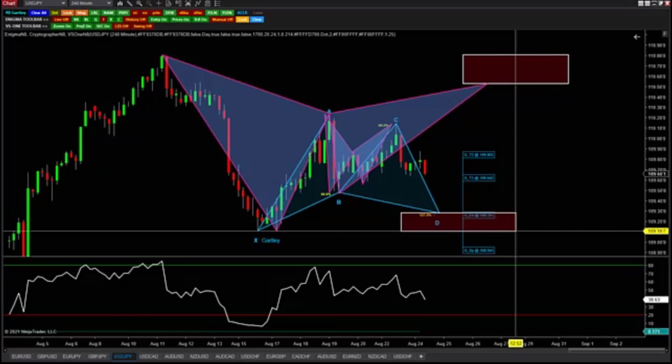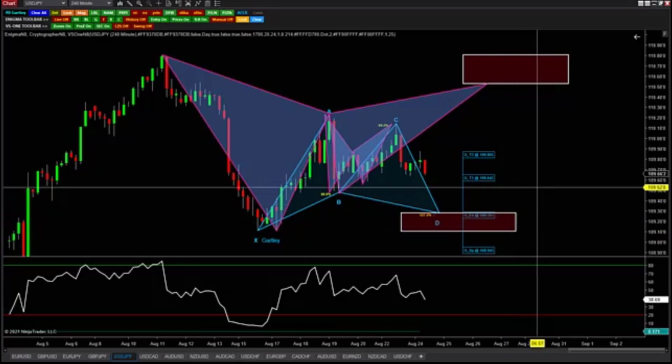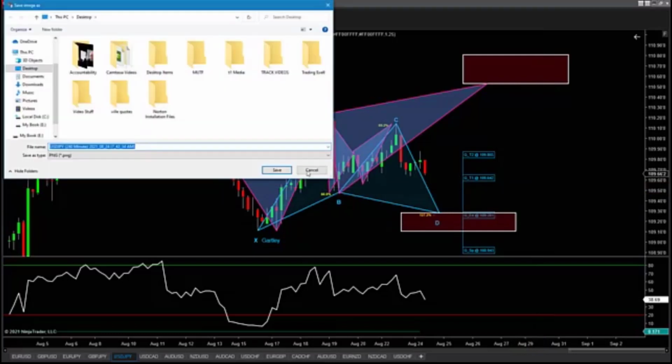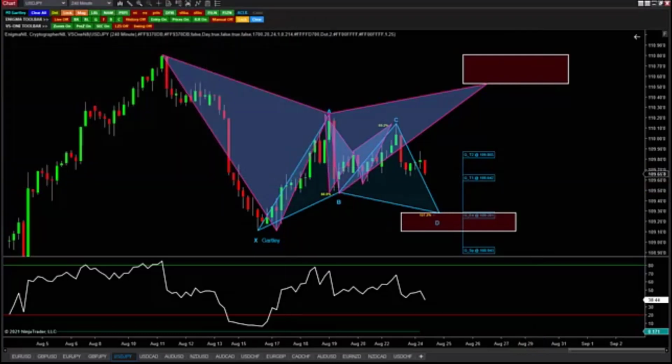So, two potential advanced pattern formations here on the dollar yen. Let me get this into our pro trade log. Any questions thus far? Pro trading log, USD JPY 4 hour. Potential advanced pattern formations. Let's insert the chart.